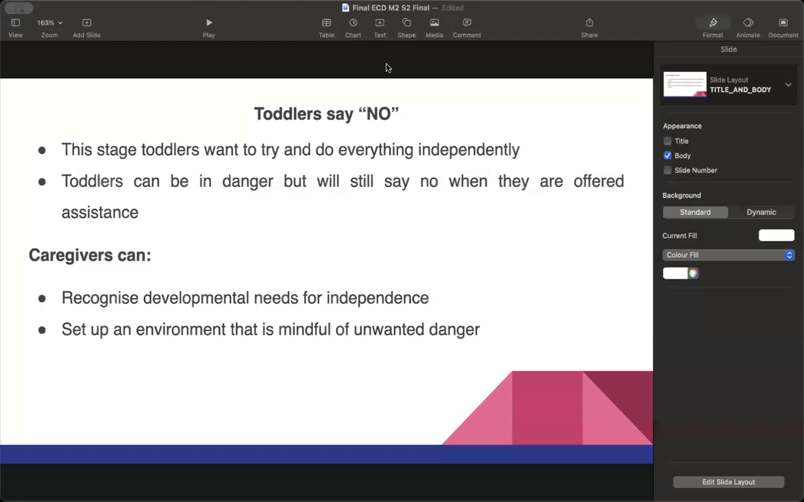Even if their buttons, the number 3 is by number 1's hole and number 5 is by number 10's hole, or whatever the case may be, they don't care. They want to do it independently, right? And they can be in danger, but they will still say no when you ask them to help them. In that case, obviously, you ignore the no and you put the child in a safe space, right? We need to recognize developmental needs for independence, and we need to set up the environment that is mindful of unwanted danger.